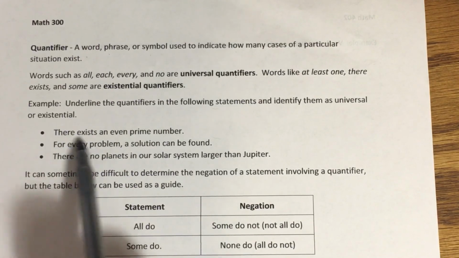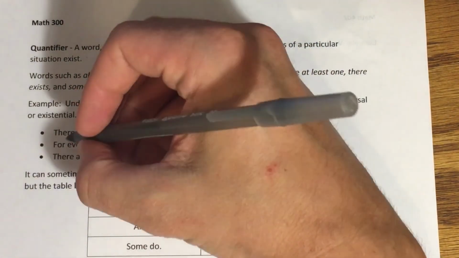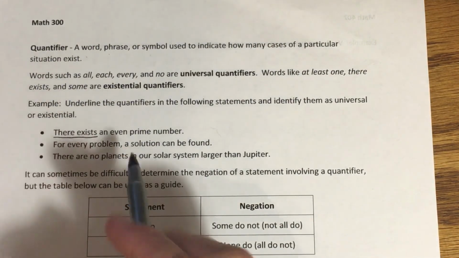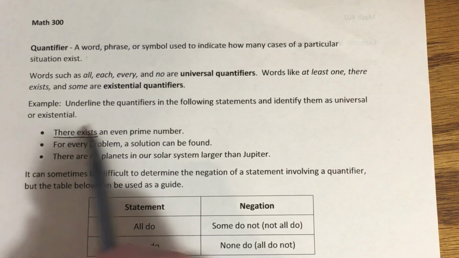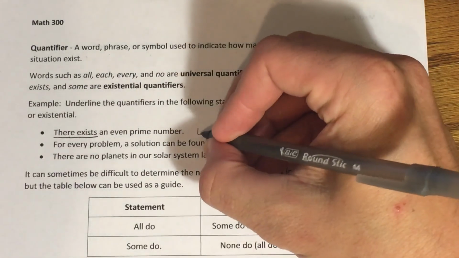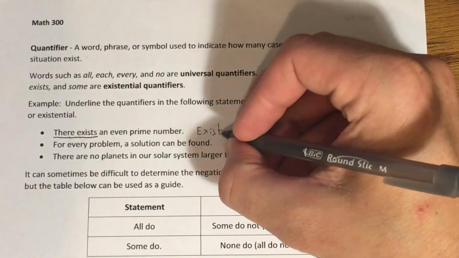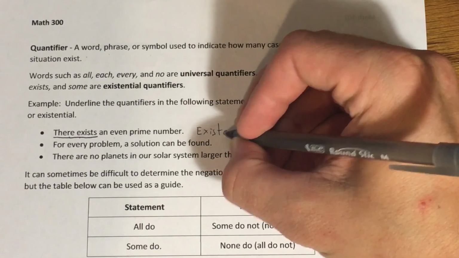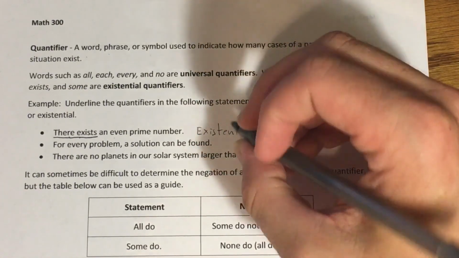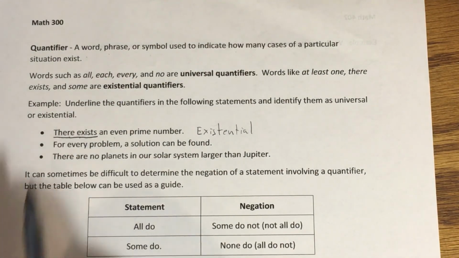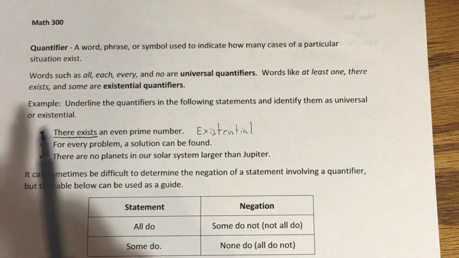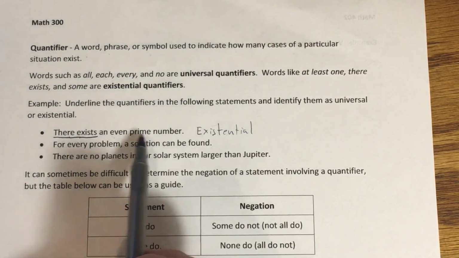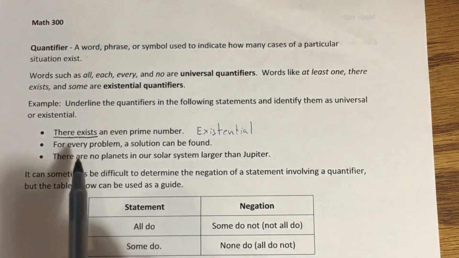So here's the first statement. There exists an even prime number. There exists is the quantifier. It's indicating a certain amount of even prime numbers. This one is existential. Specifically because it's using the words there exists. It's not saying all prime numbers are even. It's just saying that at least one of them is even, or there exists a prime number that also happens to be even. Okay?